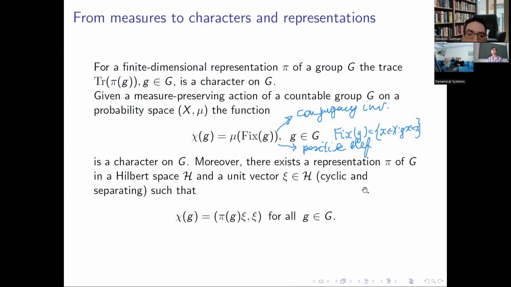And to show that it is positive definite, we associate to it a representation. There is a representation pi of G in the Hilbert space H and a unit vector psi, such that this formula is satisfied. The bracket here means just the scalar product, the positive definite quadratic form.